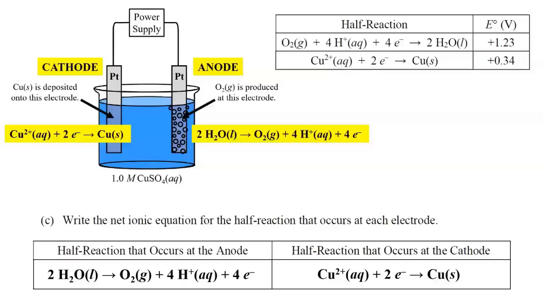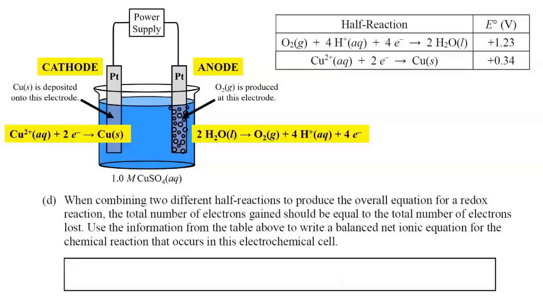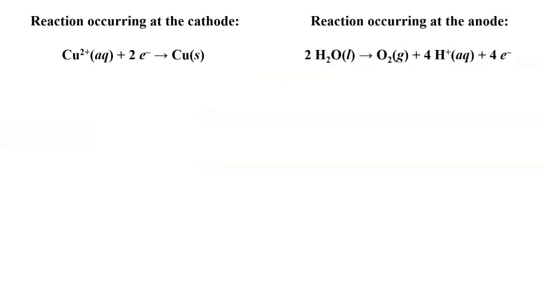So what do you do with these two half reactions? Well, we can add them together to give us the overall equation for the redox reaction that occurs in this electrolytic cell. So that's the process in part D. It says when combining two different half reactions to produce the overall equation for a redox reaction, the total number of electrons gained should be equal to the total number of electrons lost. Use the information from the table above to write a balanced net ionic equation for the chemical reaction that occurs in this electrochemical cell. So I have to combine these two half reactions together.